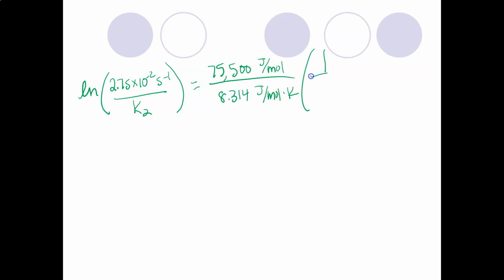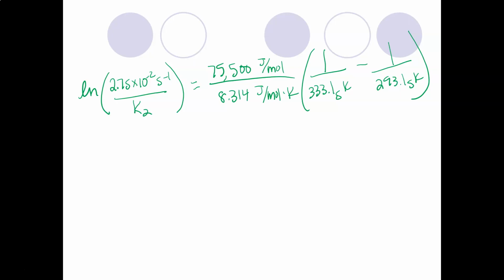And then in parentheses, 1 divided by T2, which we said was 333.15 Kelvin, minus 1 divided by T1, which was 293.15 Kelvin. So this may look ugly, but everything on the right, I can use my calculator and do the math and get one number for everything on the right.